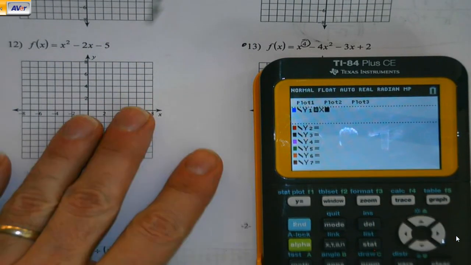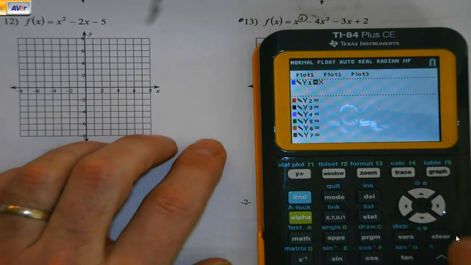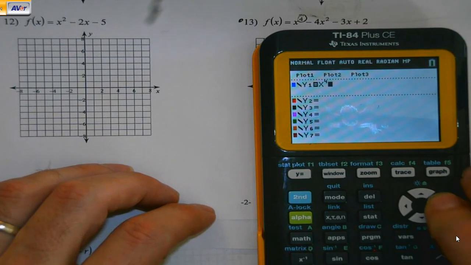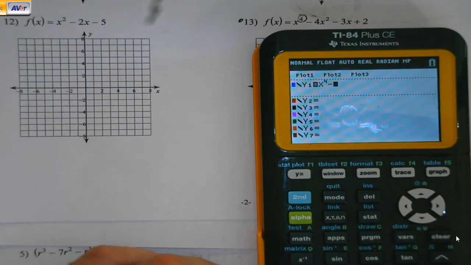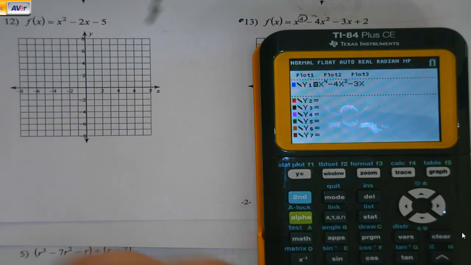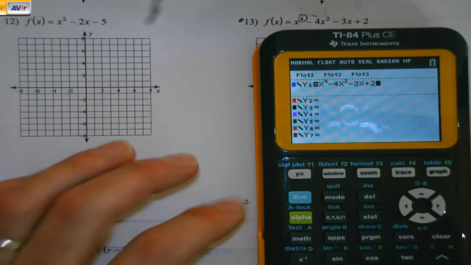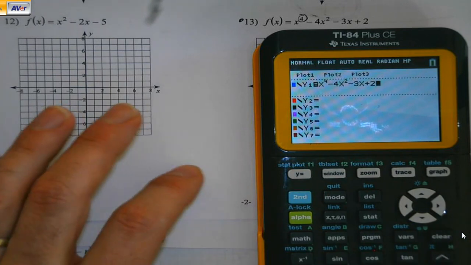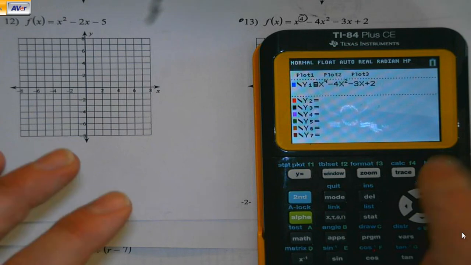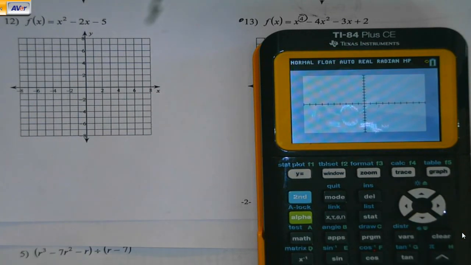So, X, once again, here's my caret button to get to my exponent. My right arrow to get back down. Minus 4x squared minus 3x plus 2. So once I get that in, I make sure my signs are good, my exponents are good. Okay. So let's take a look at the picture.